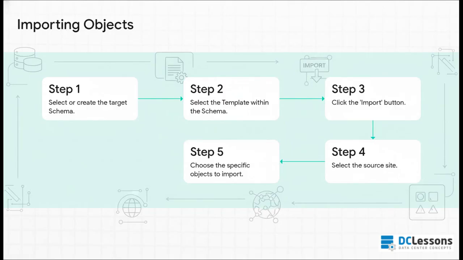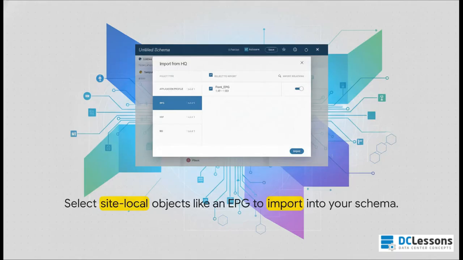So, you've got this great configuration running on one of your sites, and you want NDO to manage it. Getting it into the system is actually super easy. You just go to the right schema and template, hit the import button, and then you just point NDO at the site you want to import from. After that, you pick and choose the exact pieces, like an EPG or a VRF, that you want to pull into your central template.